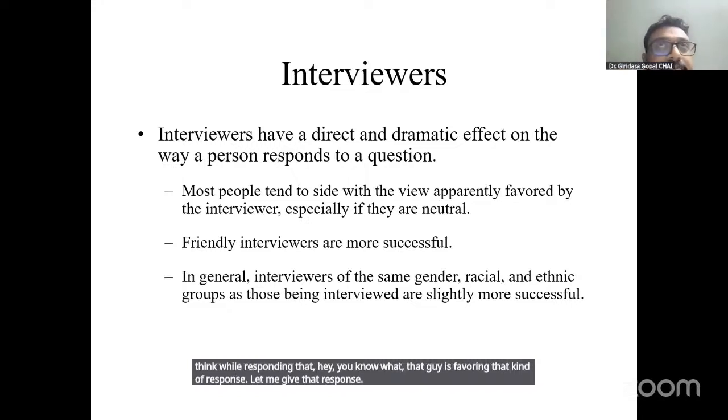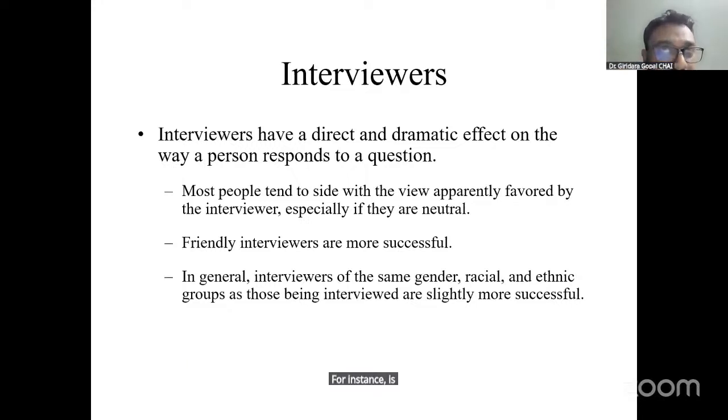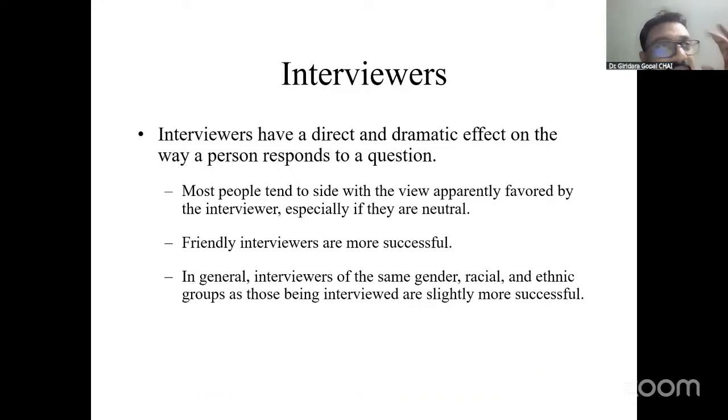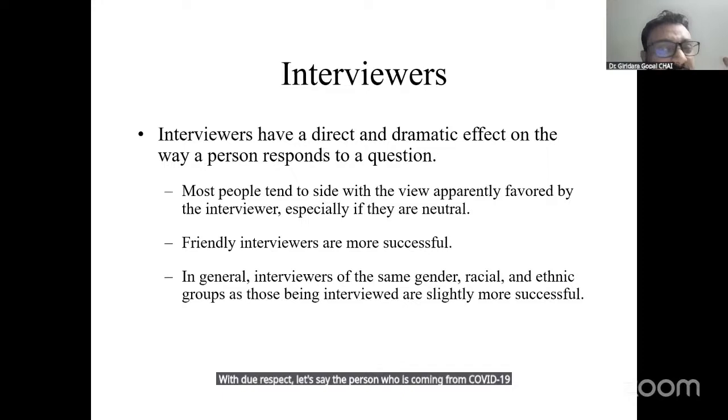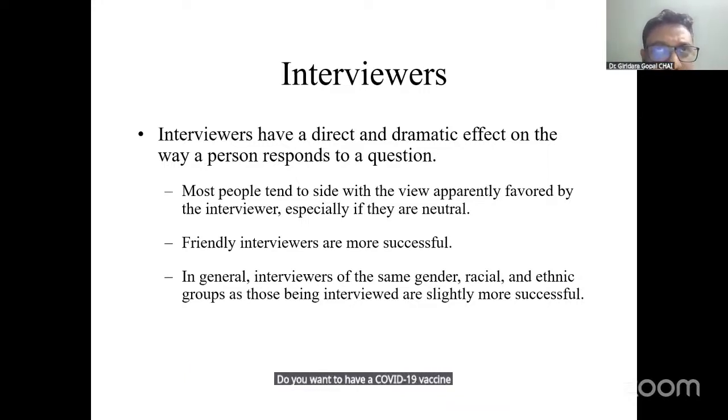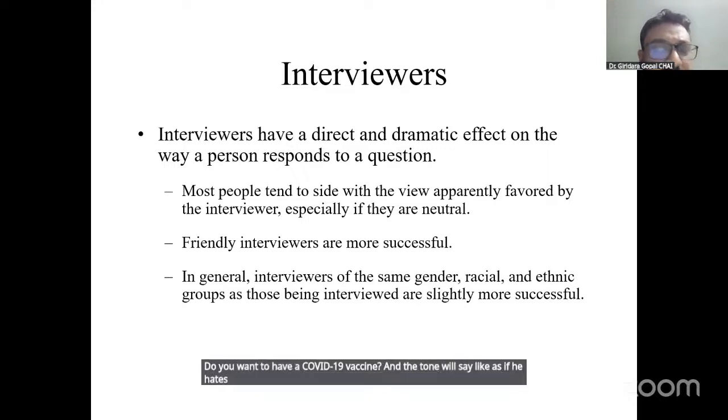For instance, is COVID-19 a good vaccine? For a survey wherein I want to understand the vaccine hesitancy of COVID-19 in the community, with due respect, let's say the person coming from COVID-19 research is totally against vaccines. So he will ask a question: do you want to have a COVID-19 vaccine? And the tone will say as if he hates it, but he's asking the question primarily for his job and primarily for his salary.